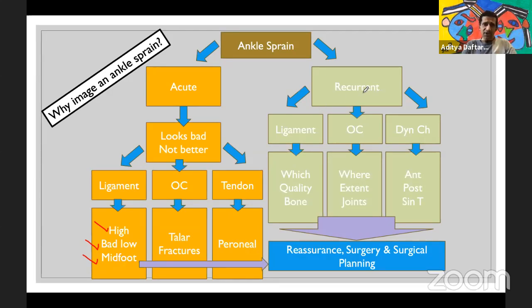On the other hand, when you have patients who have recurrent instability, here you're trying to tell whether the ligament is intact or not, and what the quality of it is, and what the quality of the bone is, whether or not there is an osteochondral lesion and how bad it is, and then what are some of the dynamic changes. And obviously, all these help you in terms of determining whether you're going to go down a path of just passive reassurance, or whether you're going to take surgery. And if you're going to take surgery, what kind of surgical planning will you require for this?